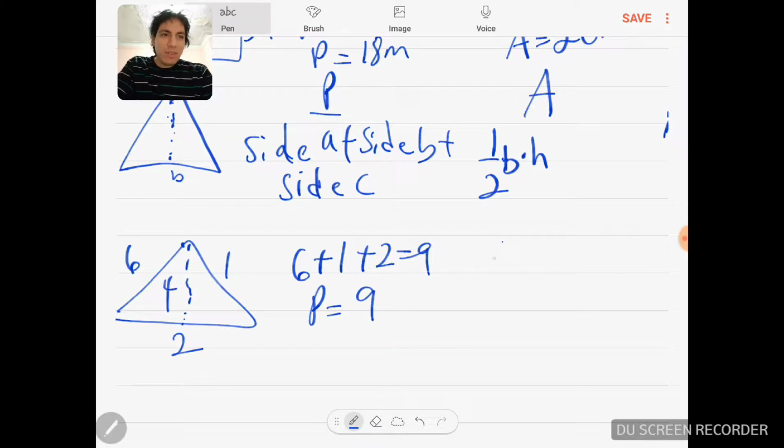Now A here for the area would be 1/2. The base here is 2, because that's what this is here. Try to draw a little arrow.